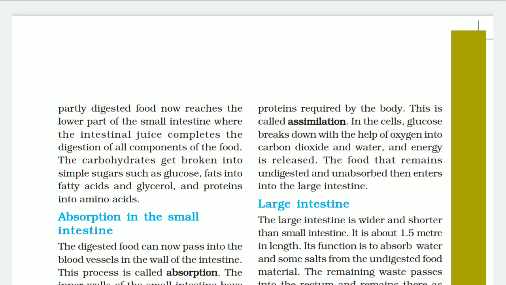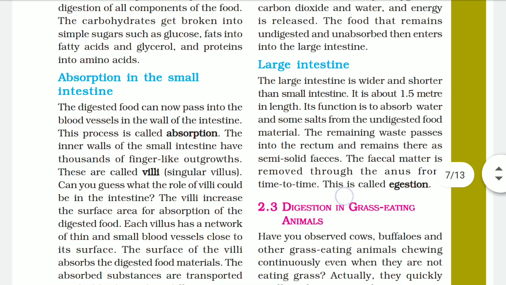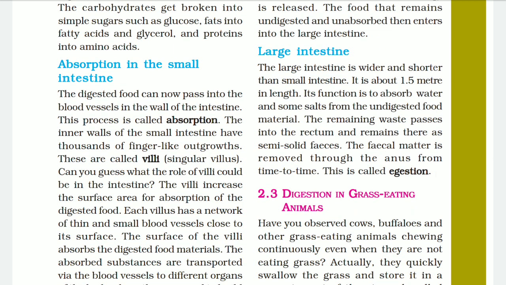The food that remains undigested and unabsorbed then enters the large intestine. Now let us see what happens in the large intestine. I hope this much is clear. The large intestine is wider and shorter than the small intestine. It is about 1.5 meters in length. Its function is to absorb water and some salt from the undigested food material. The remaining waste passes into the rectum and remains there as semi-solid feces. The fecal matter is removed from the anus from time to time, and this is called egestion.